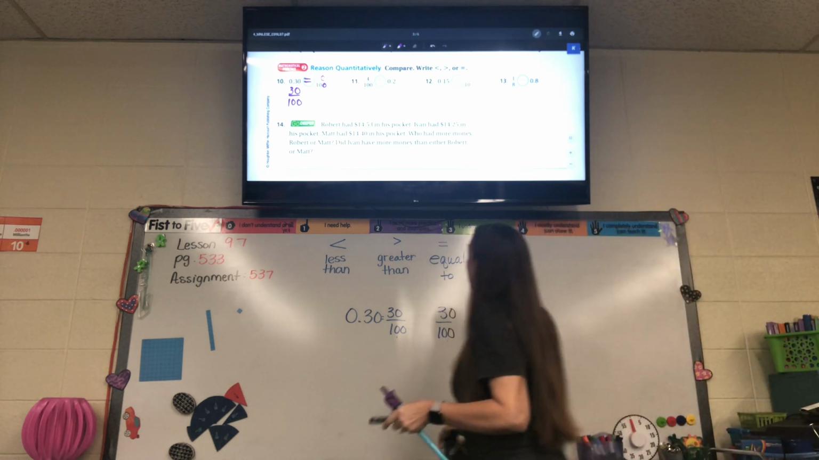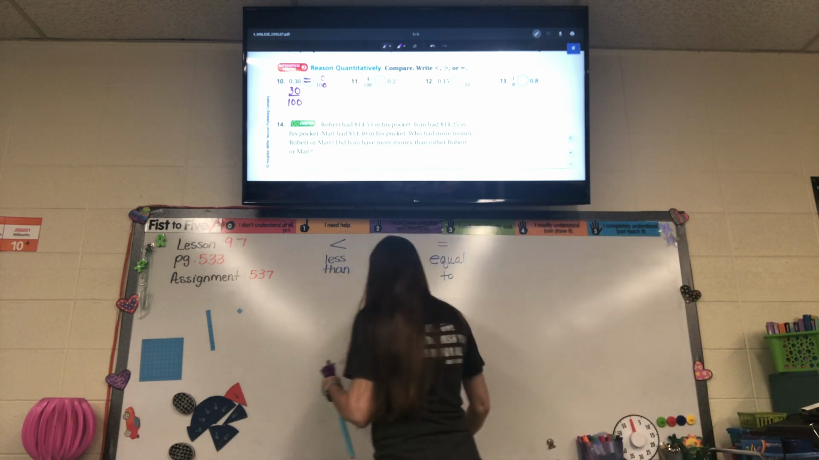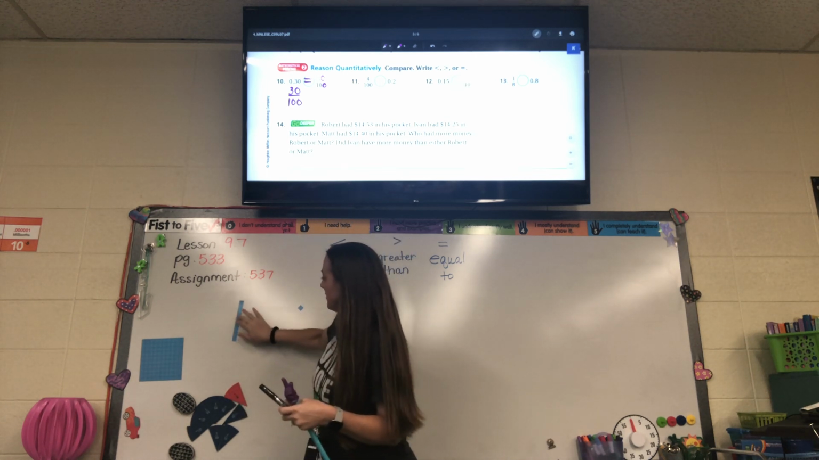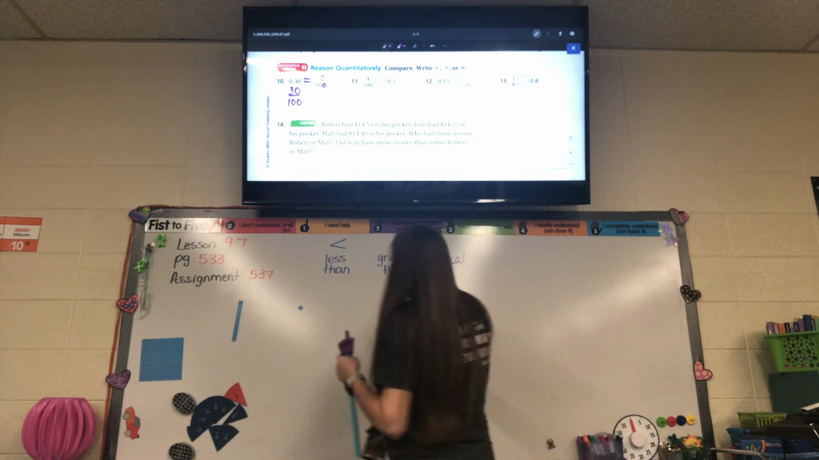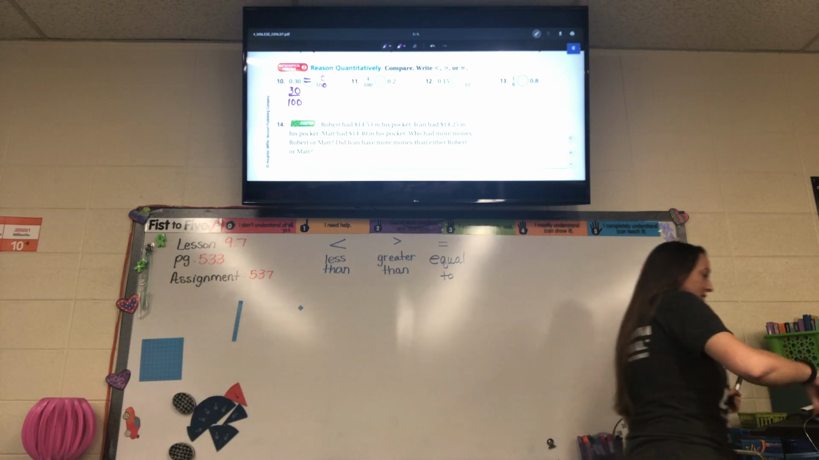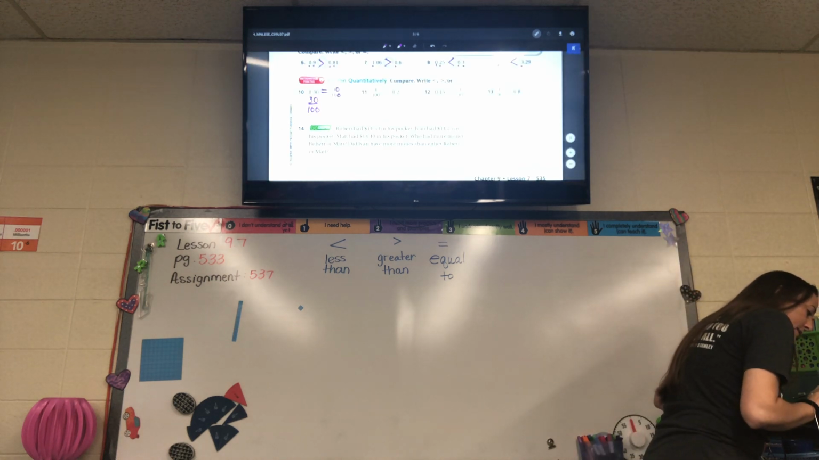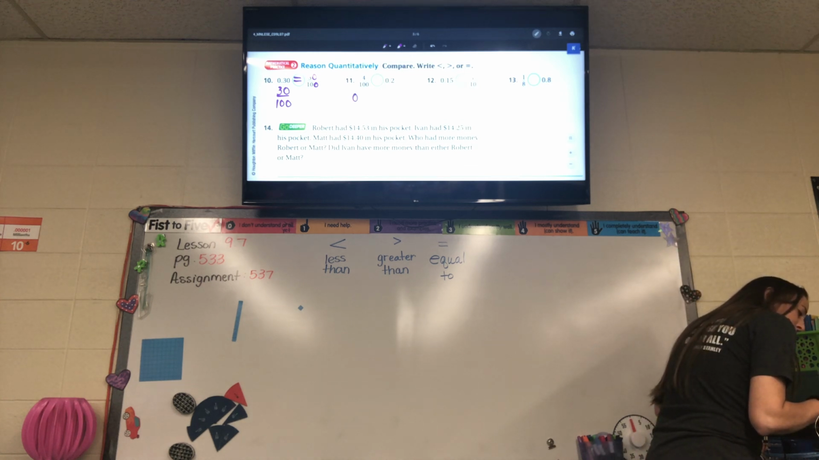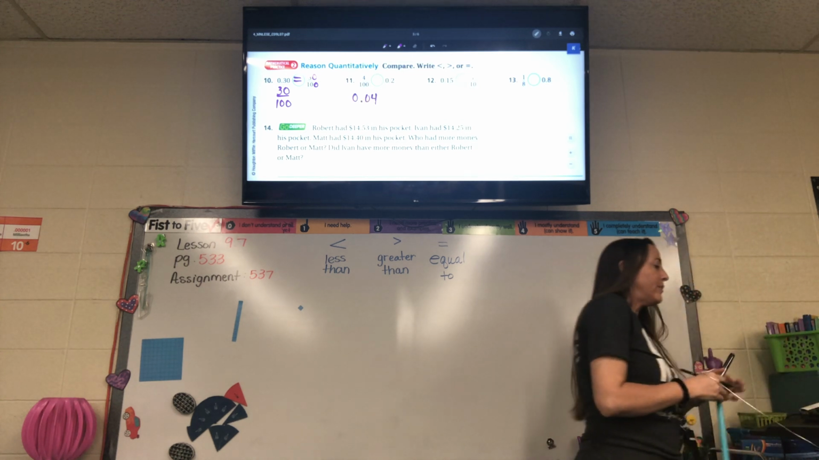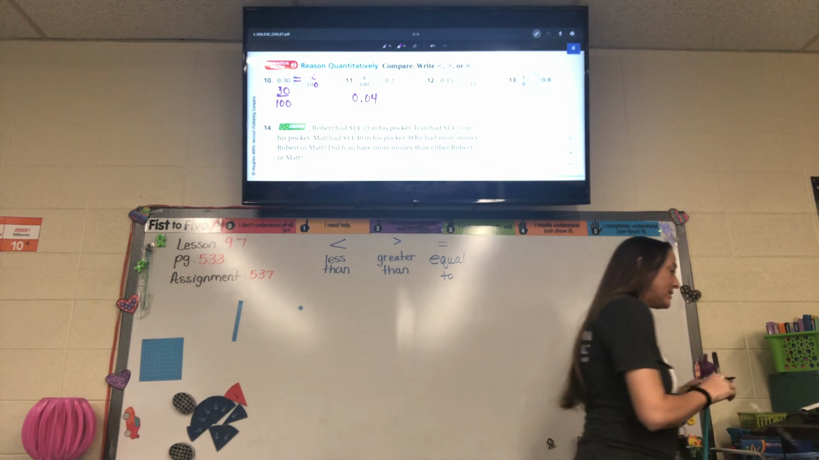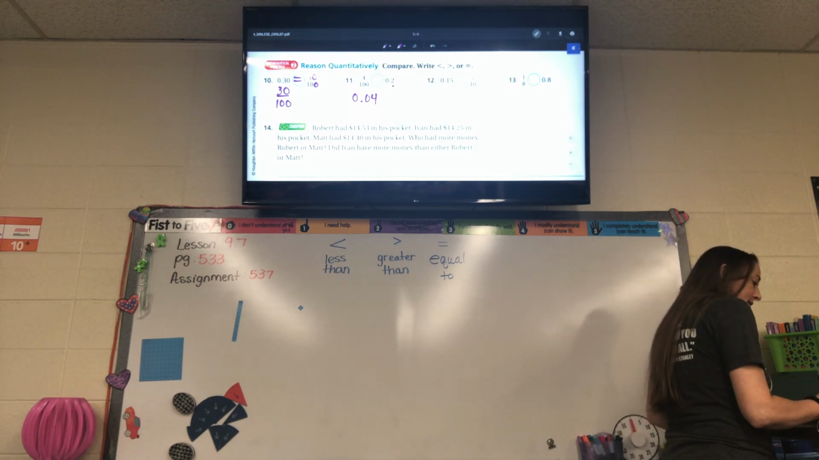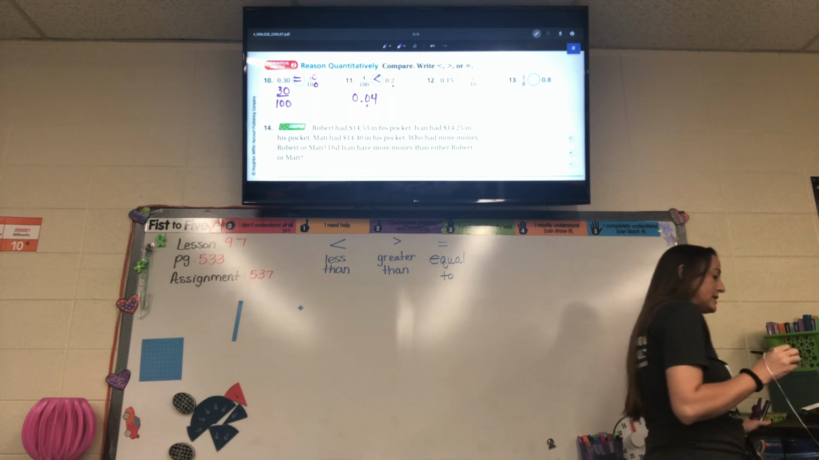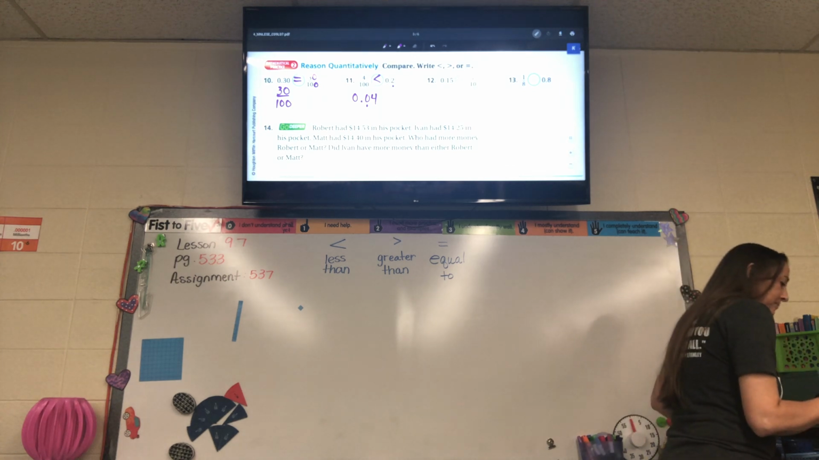Okay, next we have 4 hundredths and 2 tenths. So we have 4 of these and 2 of these. 4 hundredths, to write that in decimal form, you would write it as 0.04. And they've both got zeros in the ones place, and then we've got a 2 in the tenths place and a 0 in the tenths place. 2 is greater than 0, so that means 4 hundredths is less than 2 tenths.